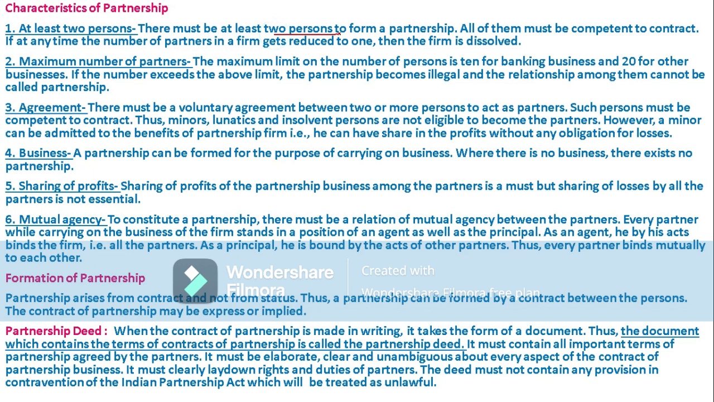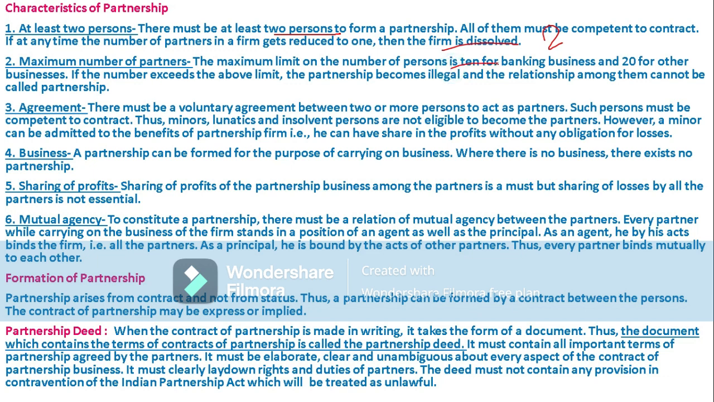If at any time the number of partners in a firm gets reduced to 1, then the firm is dissolved. Why? Because if there are 2 persons and one person leaves the organization, then the firm is dissolved, because one person cannot be treated as a partnership firm. So, characteristics of partnership: at least 2 persons are needed. And coming to the maximum number of partners, the minimum is 2 persons, and the maximum is 10 for banking.